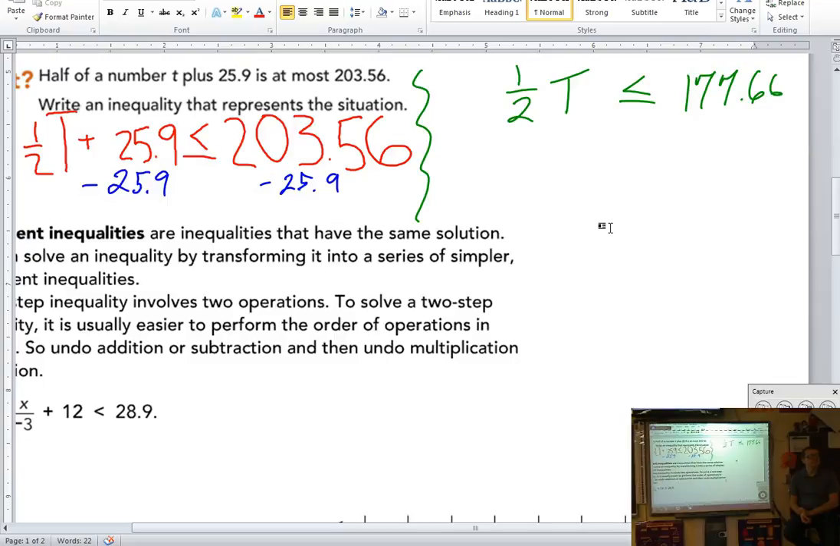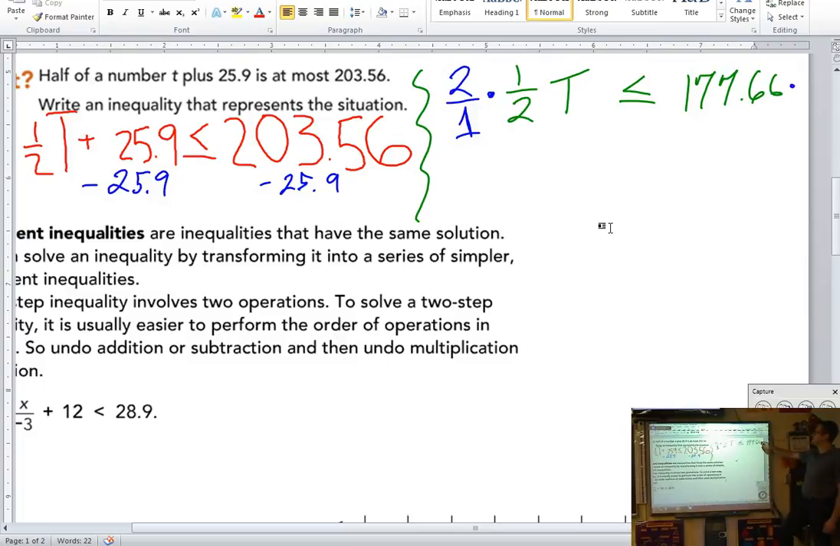So to get rid of the half, we multiply by its reciprocal, so that way it cancels out. Any time you have a fraction that is multiplying, you can just multiply by its reciprocal. Or we could realize that half of t is really t divided by 2. But what if this was 3/4 t? Then you just multiply by 4/3. So always use the reciprocal.